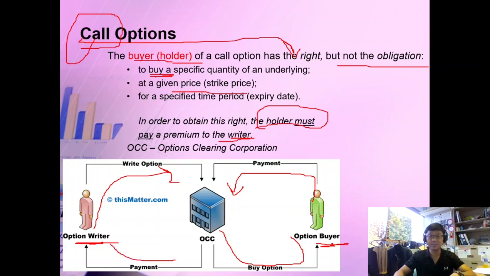Because in this case, the seller or the writer is at the mercy of the buyer. The buyer can exercise the option, or if the option doesn't favor them, they can walk away. In the event that the option is not exercised, the writer or the seller gets to keep the premium, keep the payment.